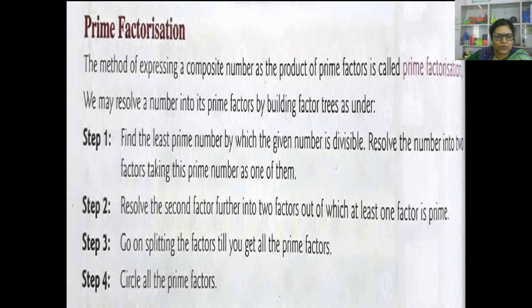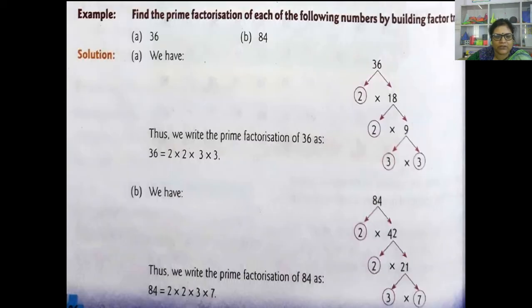Then go on splitting. If the number is a larger one, we are splitting the number again and again until all the numbers that are given are prime numbers. Then circle the prime factors. Here I have given the example. Find the prime factorization of each of the following numbers by building a factor tree.